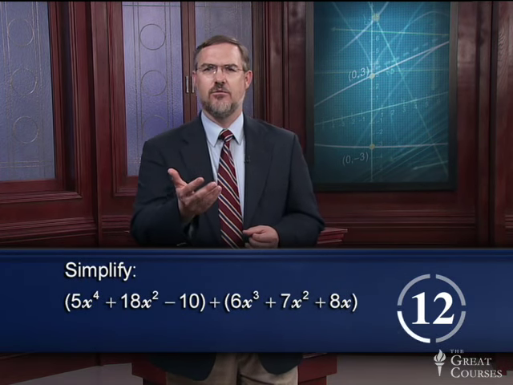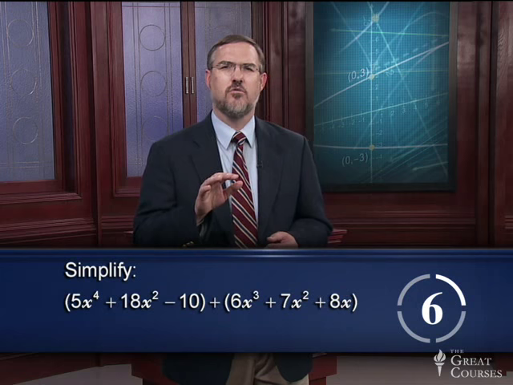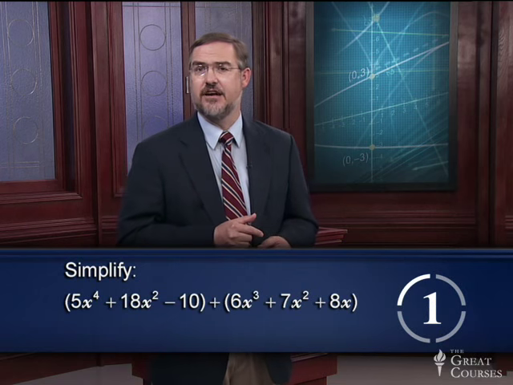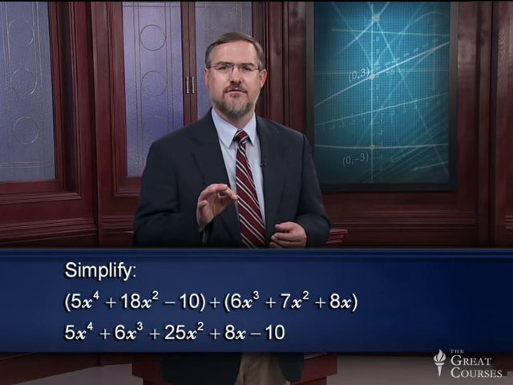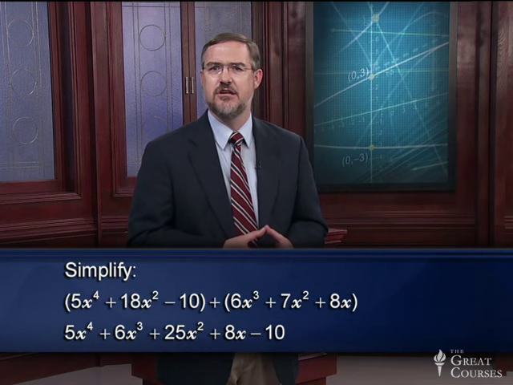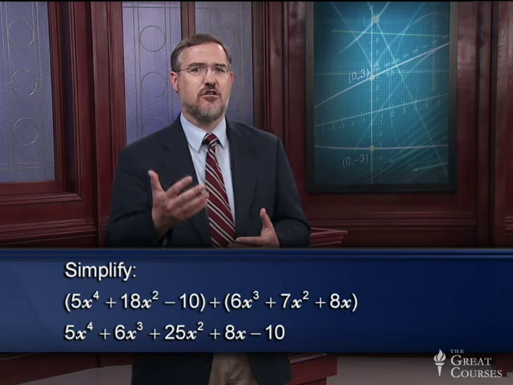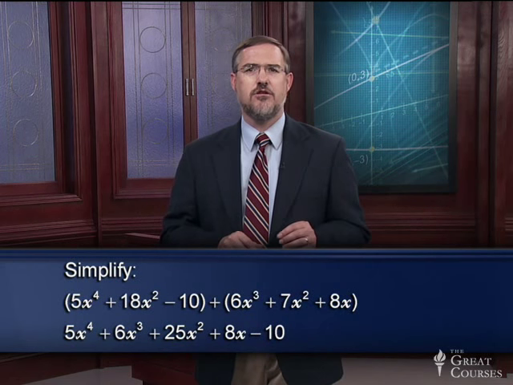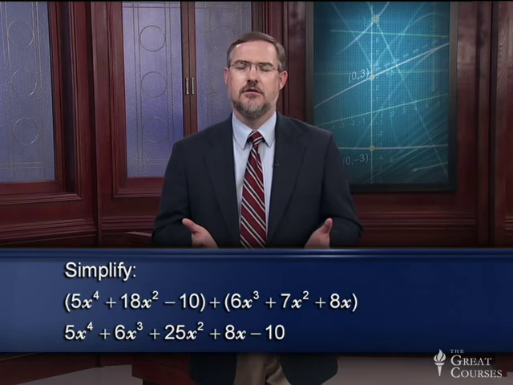Try simplifying the following expression. Simplify 5x to the fourth plus 18x squared minus 10 plus 6x cubed plus 7x squared plus 8x. Again, we're combining the like terms, and when we do so, we get 5x to the fourth plus 6x cubed plus 25x squared plus 8x minus 10. Was that the answer you got? Well, notice that in this example, I started with a polynomial of degree 4, that's a quartic polynomial, and another polynomial that had degree 3, which was a cubic polynomial. And the answer turned out to be a quartic polynomial as well.